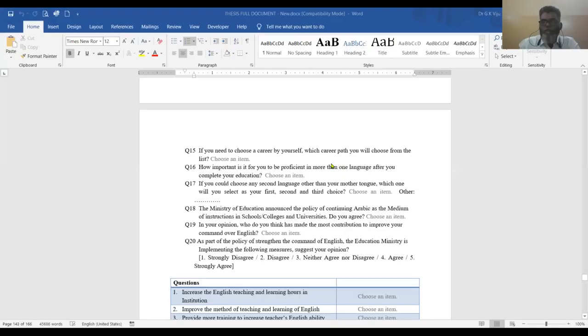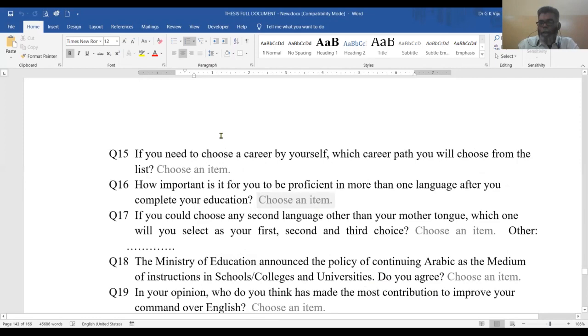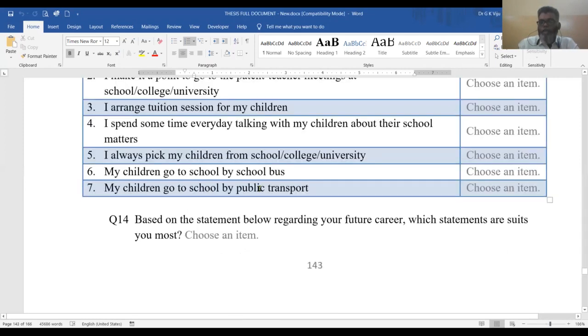Okay, can you see this now? Can you see the Word document? Not yet. Can you see this? Now it's clear. Yes. Okay, see here.